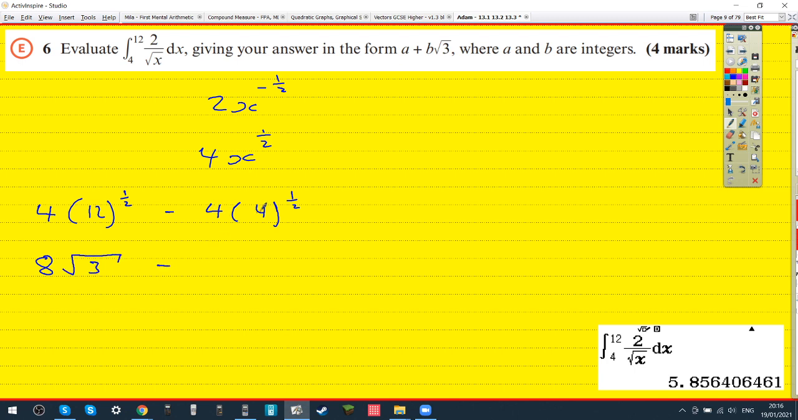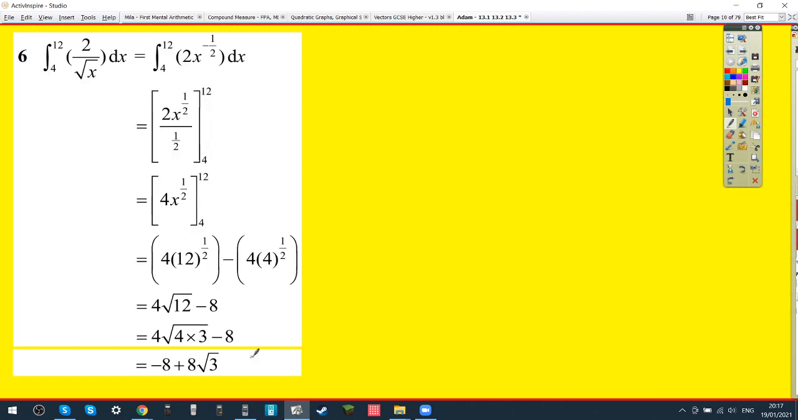So would it be 8 plus 8 root 3? Yeah, minus 8 plus 8 root 3. Put that in your calculator and see what it says. 5.85. Great. Minus 8 plus 8 root 3.